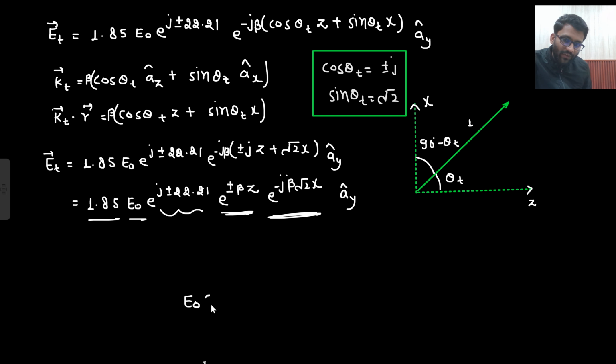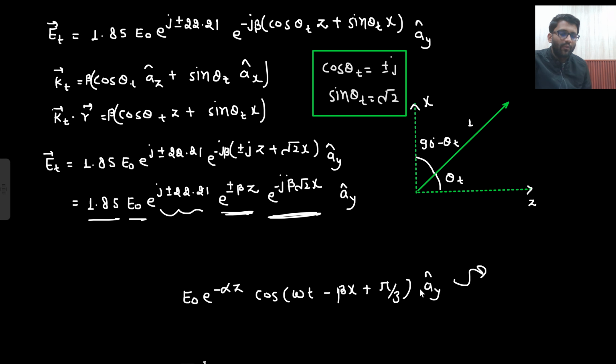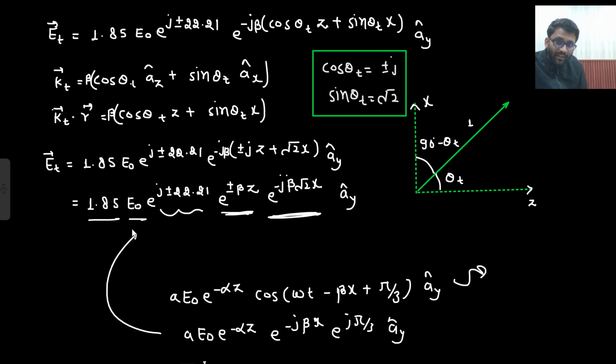What I mean to say is that if my field was something like this, E naught e to the power minus alpha z cos omega t minus beta x plus pi by 3 ay cap, how will you write down the phasor form of this expression? You will write it in this manner: E naught e to the power minus alpha z e to the power minus j beta x e to the power j pi by 3 ay cap. The same thing is written here.